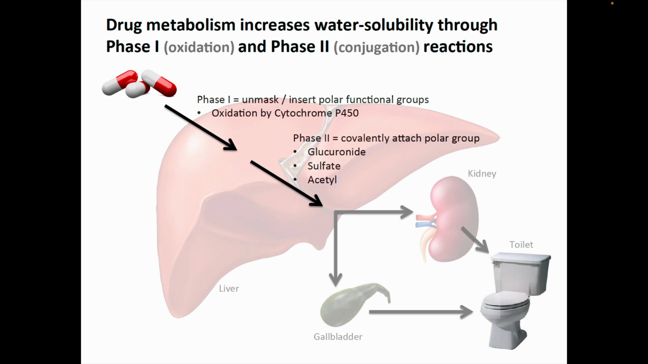After that, we have the phase 2 reactions, which covalently add a bulky water-soluble group to the polar functional groups that were created in the phase 1 reactions, further increasing the water solubility. And the water-soluble molecules that get added on are very typically glucuronide, sulfate, or acetyl groups.